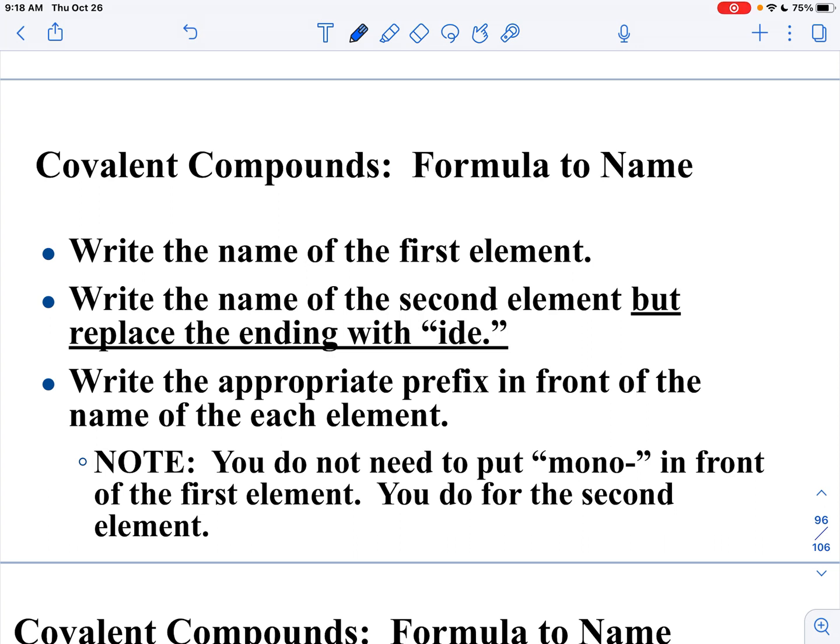Covalent compounds formula to name. You write the name of the first element, you write the name of the second element with IDE. That should be very familiar. Then you put the appropriate prefix in front of the name of the element. So you look at the subscript, look up what the prefix is, and write it down. You do not put mono in front of the first word, but if it's the second word, you do. That's the only trick here. Okay, so if your subscript is 1, which just means it's blank, if it's the first word, don't put mono, but if it's the second word, do put mono.